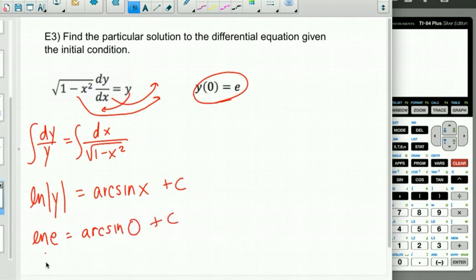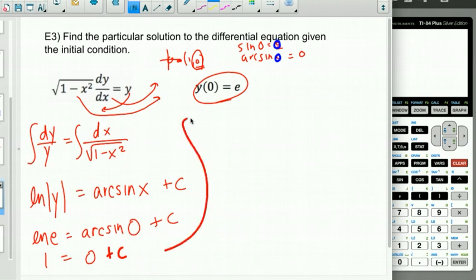Well, natural log of e is 1, and the arc sine of 0 is 0, right? Because if you picture, so right here, the sine of 0 is 0, so the arc sine of 0 is 0. It's hard to see because they're all zeros, but those are the zeros there. So basically I get that c is 1.